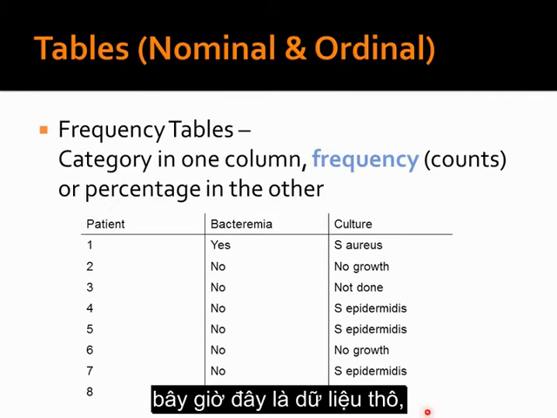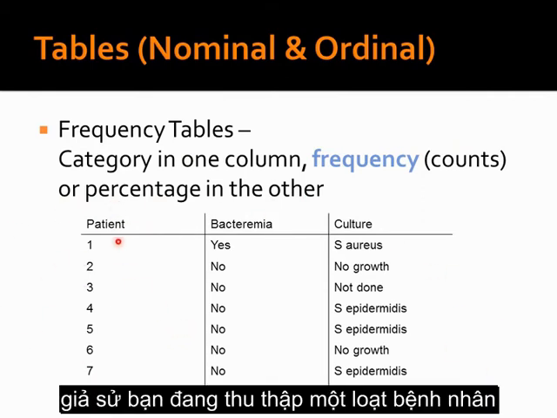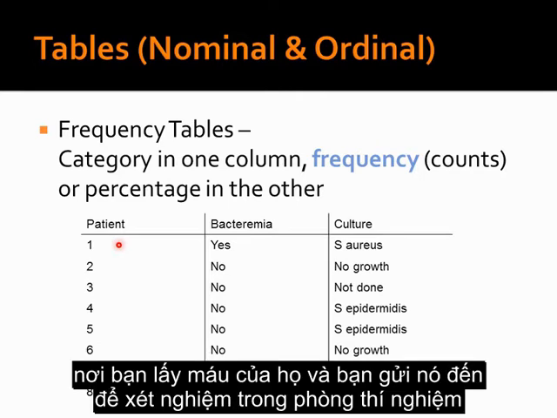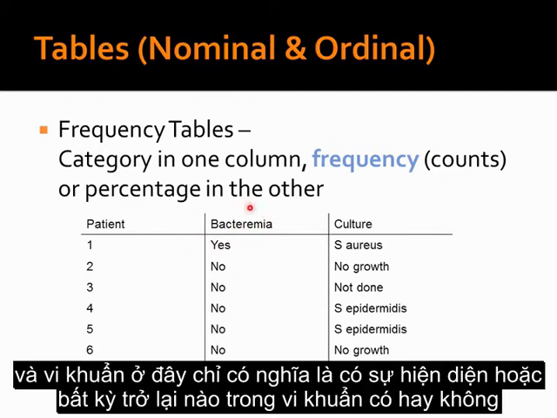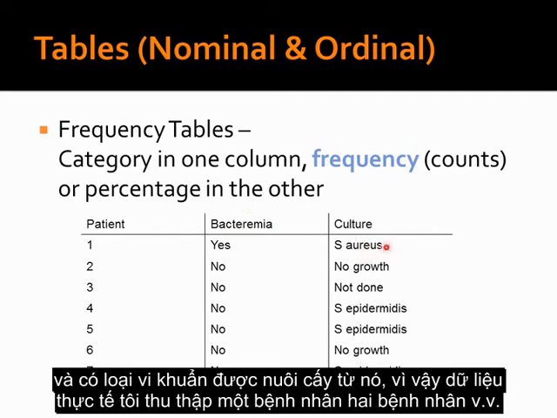Now this is the raw data. Let's say you're collecting a bunch of patients where you take their blood and you send it for a lab test. Bacteremia here just means whether there's a presence of any bacteria in the blood, yes or no, and if there is, what kind of culture you got, what bacteria was cultured from it. So this is the raw data. I collected 1 patient, 2, 3, 4, 5, 6, 7, 8.